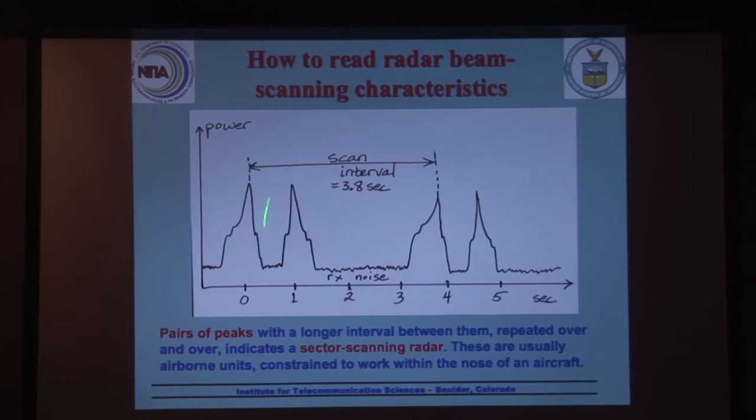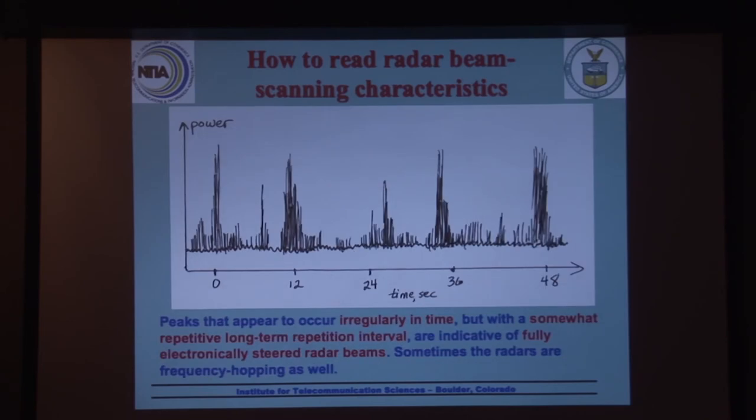Now, you might see something like that, a pair of peaks, and I intentionally have drawn these non-symmetrically. So you take the interval from the left to the left, or from the one on the right to the one on the right, any way you want to do it. You get 3.8 seconds, but you're seeing pairs, sector scanning going on. And you know the sector scanning interval here is 3.8 seconds.